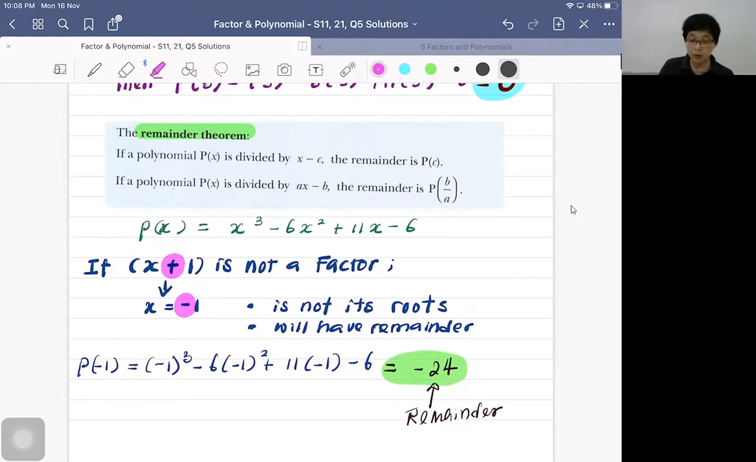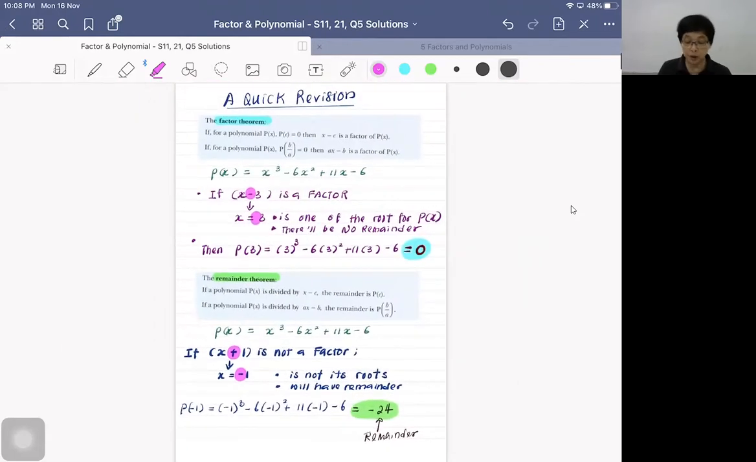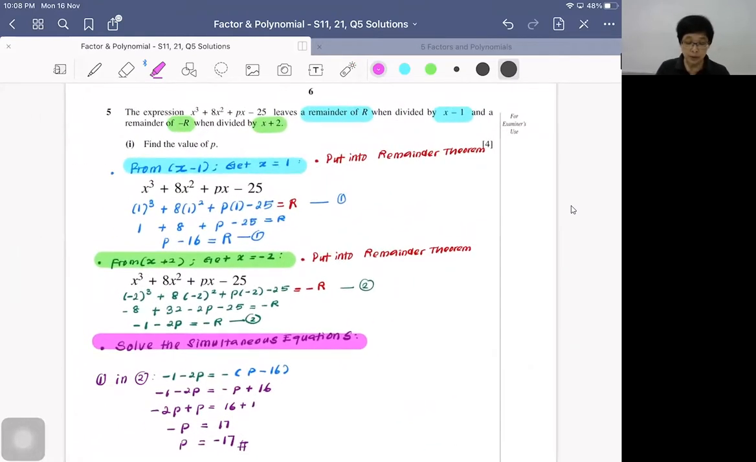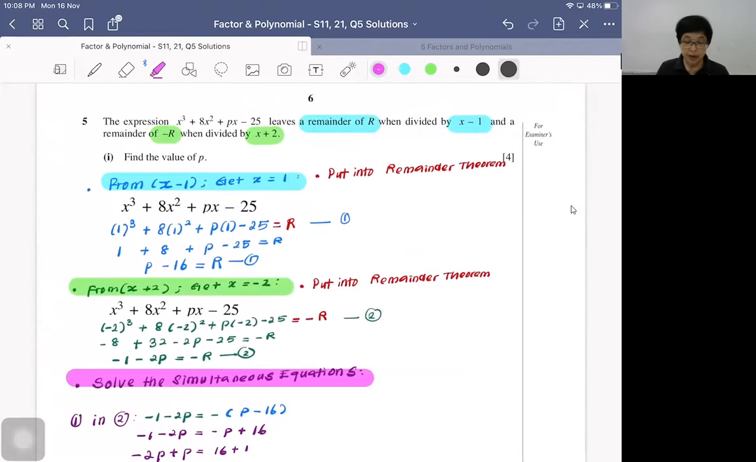Well, that's all for the quick revision for this topic on factor theorem and remainder theorem. Now let's go to tackle this question. As we read the question, I have highlighted the key information that's going to be really helpful to us.